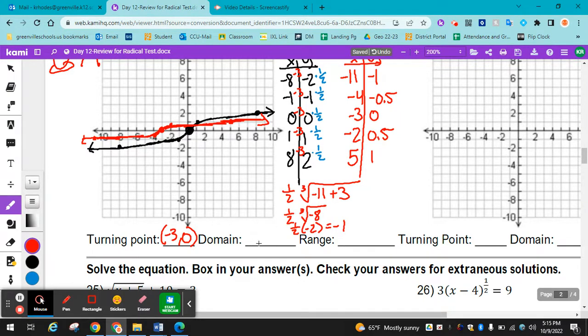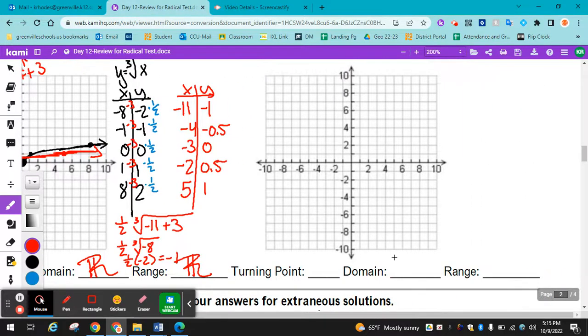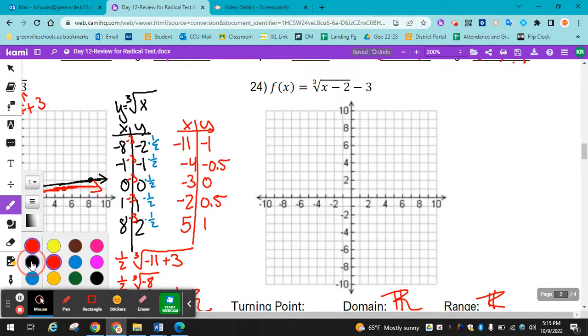And then domain and range for cube roots is very easy. It's all numbers. It kind of looks like it's flattening out, but it's not. It goes forever to the left and forever to the right. So I'm going to go ahead and do that for this one, right? Forever to the left, forever to the right. Easy enough. Forever up, forever down.